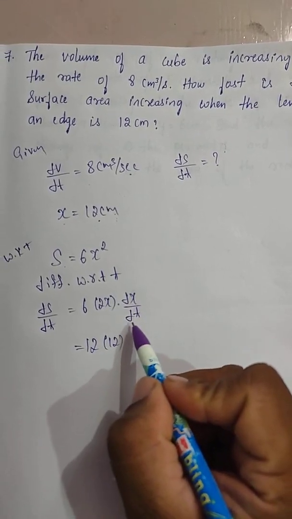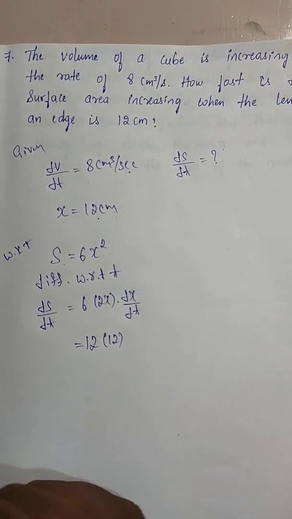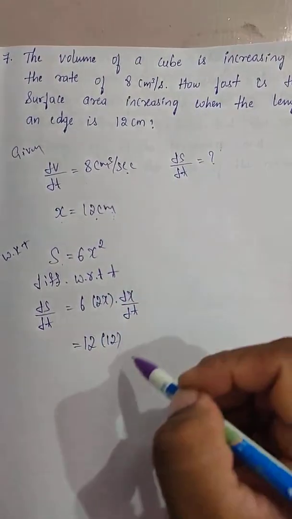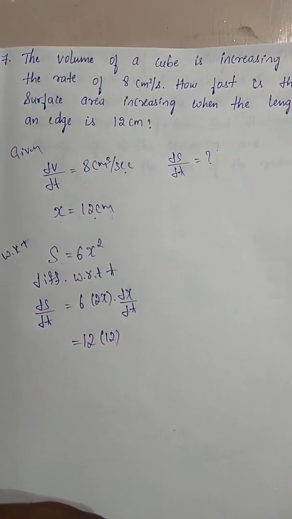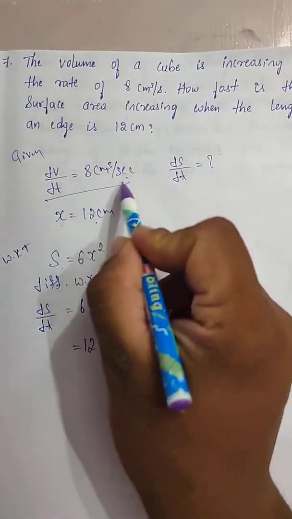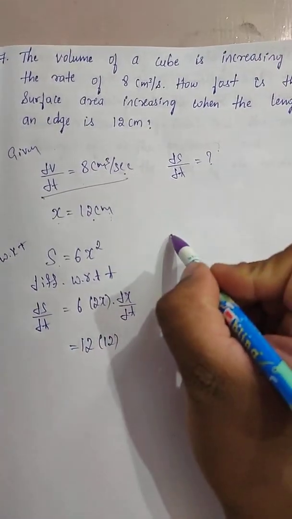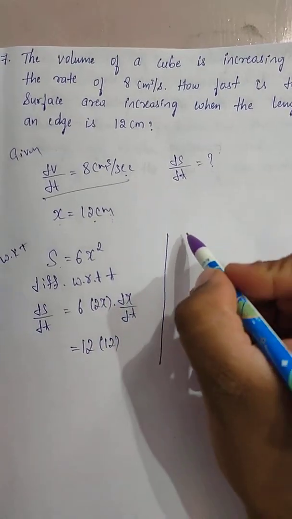What is dx by dt? We don't know dx by dt. dx by dt is not given in the whole problem. In the given problem it is not given, but they gave dV by dt. From this we can extract dx by dt. So let me write that.